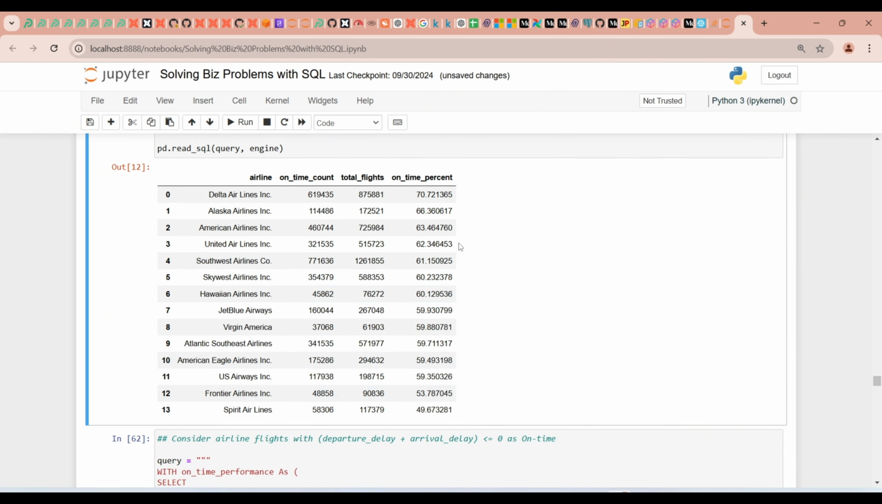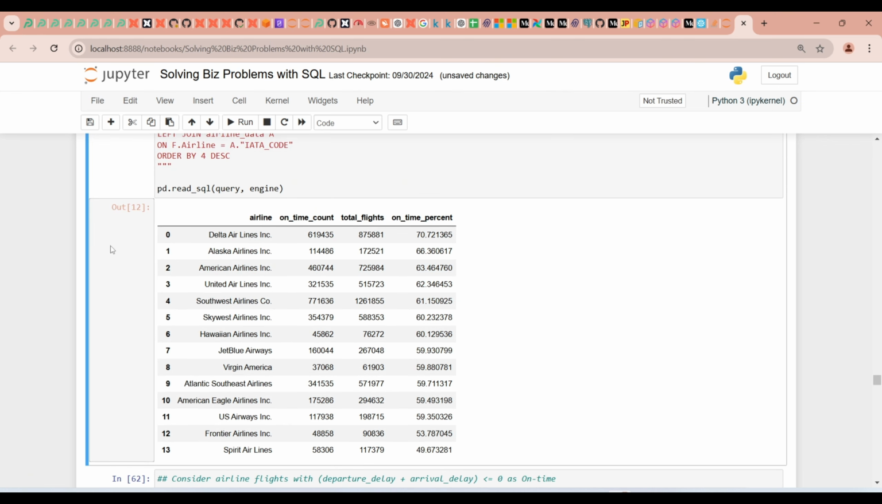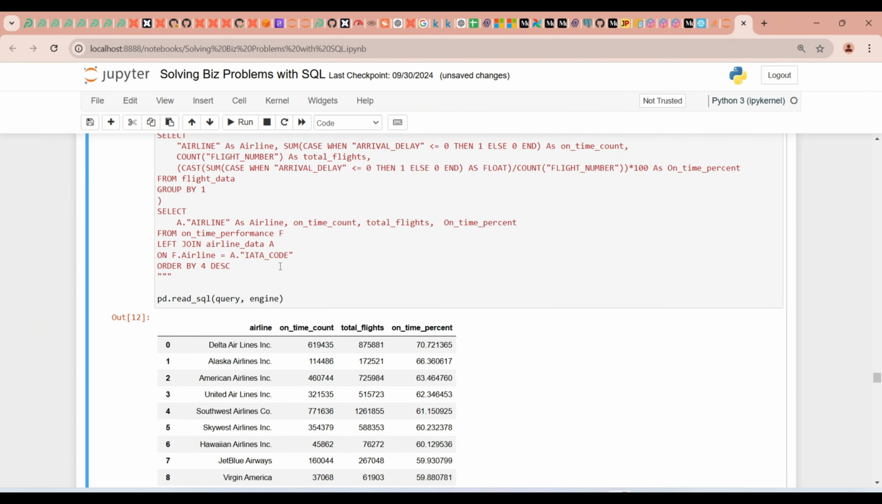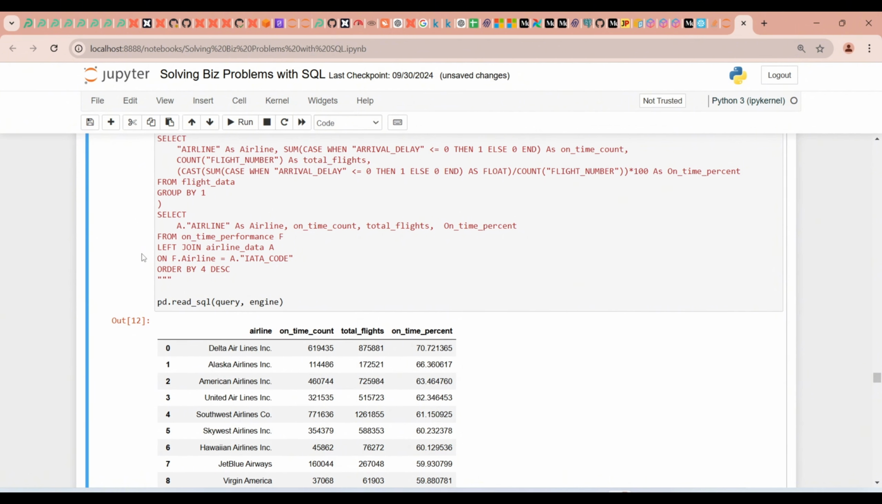I think I would say maybe above 60. Okay, above 60, we have 5 of them: 1, 2, 3, 4, 5. So Delta Airlines, Alaska Airlines, American Airlines, United Airlines, Southwest Airlines Corporation. Those are the 5 top airlines that had on-time percentage of over 60%.